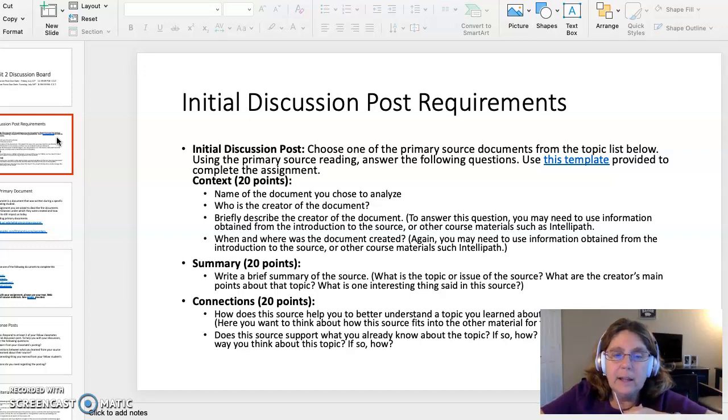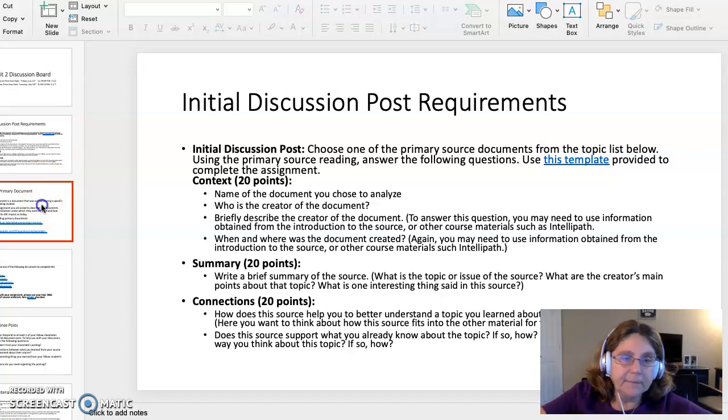Connections, worth another 20. How does the source help you better understand the topic you learned about in the learning materials? Here you want to think about how this fits into the Unit 2 materials. How did this document help you better understand the Unit 2 learning materials, particularly in Telepath? Does the source support what you already knew about the topic? Let's say, for example, the Bay of Pigs, what you already knew about the Bay of Pigs. Or does the source change the way you think about the Bay of Pigs? If so, how? So that is what's due July 12th, everybody.